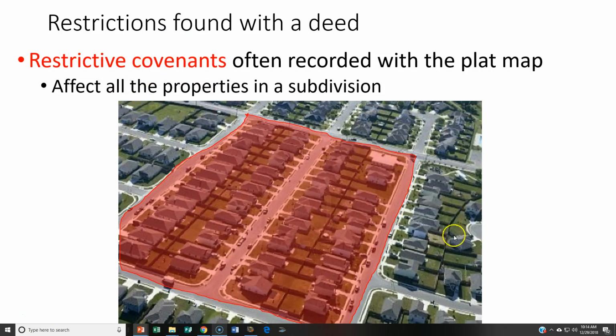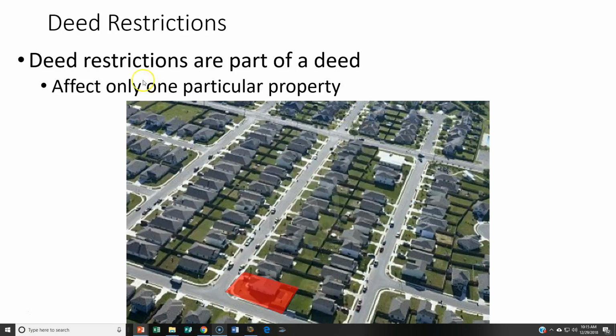Let's suppose this is a mini subdivision here. All of these properties will have the same restrictions placed on them, and it may be how many cars are parked outside, height of your fence, the colour of your frontage, and stuff like this. Whereas deed restrictions are just part of a deed and only affect one particular property, nothing to do with the others.